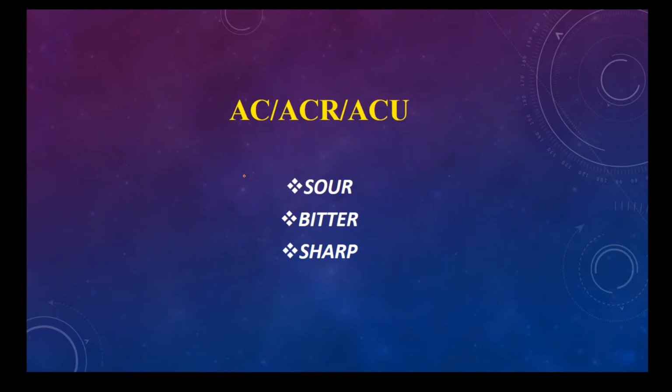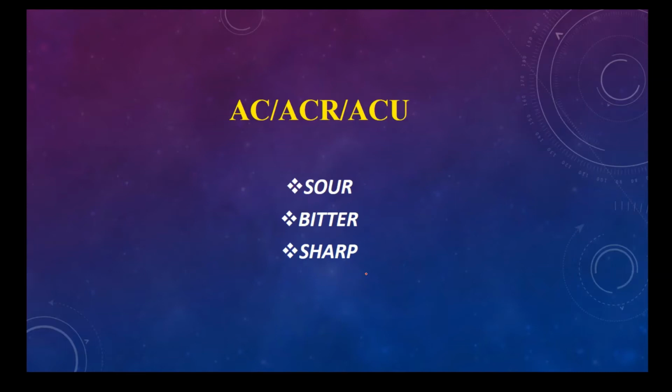See the next root word, AC, ACR, ACU. So the words starting with AC, ACR, ACU mean sour, bitter, sharp. Sour and bitter, you know, like lemon juice. Sour, bitter, and sharp. Sharp has two meanings. You can take that in two senses: one positive sense and one negative sense.